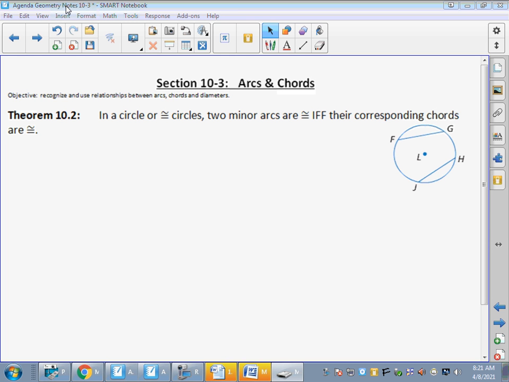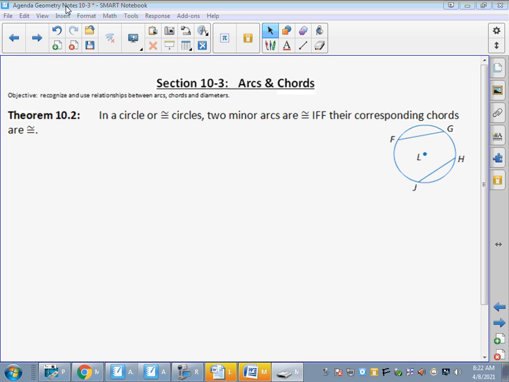We're going to talk about arcs and chords and relationships. Remember, arcs are the portion of the circle, that curved portion, if I took it out, straightened it out, and worked with it. Chords are straight segments within, and their endpoints are on the circle. Our longest chord is a diameter. So there's lots of theorems to start off with, and there's lots of algebra in this section.